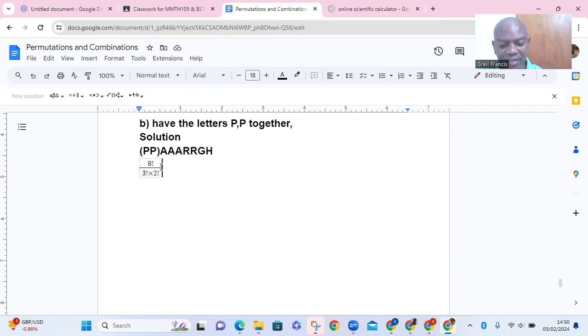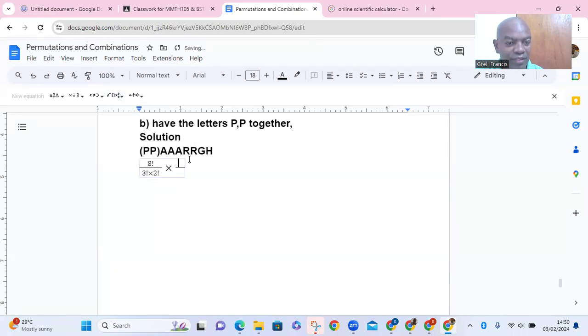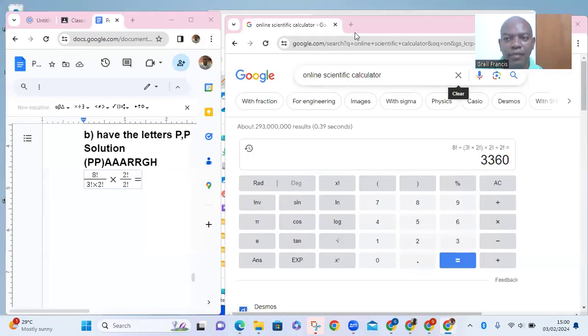Times, because whilst we are arranging those 8 objects, we are also arranging the 2 P's. However, since the 2 P's are together, that's 2 factorial divided by 2 factorial because the P's are repeated. And this will be 3,360.